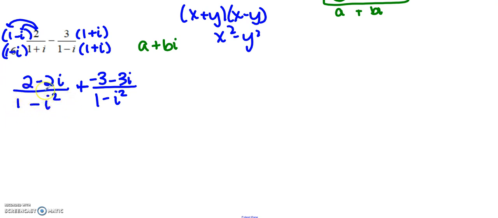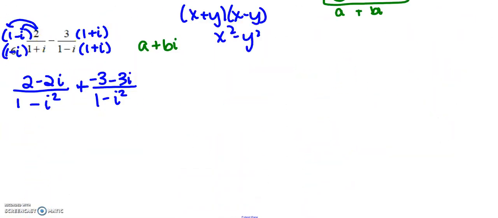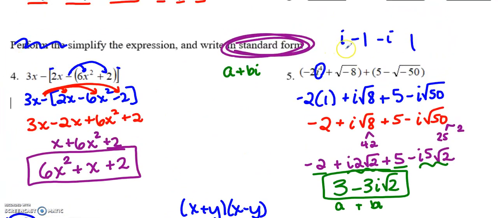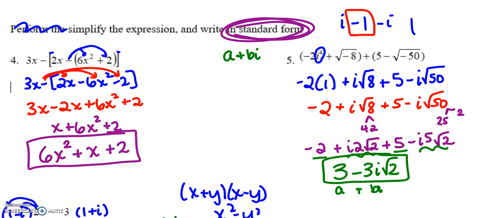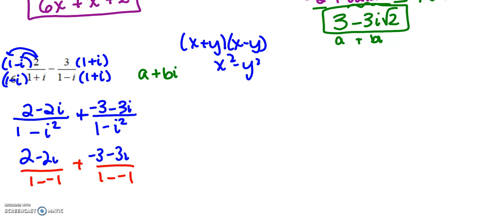So the denominator, I can say this is 1 minus I squared. If I go back to this, I to the first, I to the second, I to the third, I to the fourth. I squared is going to be negative 1. So this really says on the bottom 1 minus negative 1. And this one would say the same thing. In the top then, I still just have 2 minus 2i, negative 3 minus 3i. So now these have common denominators of 2. So I know my fraction is going to end up over 2.